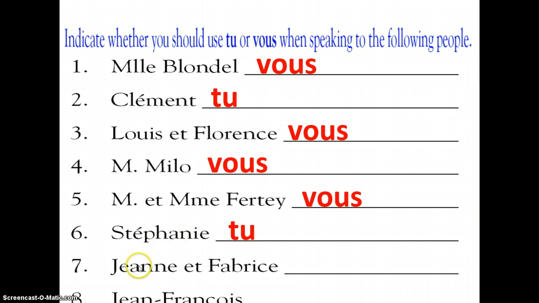Good. Tu. And Jean, Jeanne et Fabrice, what would you use? Vous. And here at the end you have François, Jean-François. It's kind of cut off a little bit here. Jean-François is the name of a person, so you're gonna use tu.